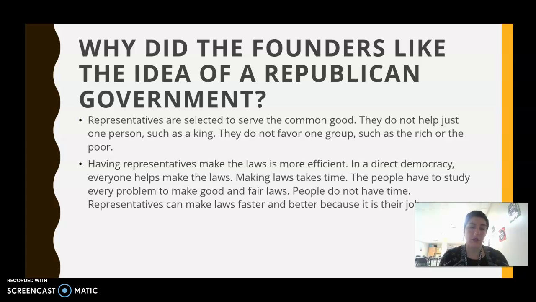Having representatives make the laws is much more efficient. In a direct democracy, everyone helps make the laws. Making laws can take a lot of time. So if you have thousands of people voting on it or debating it, that can take forever. People do not have time to do this. So by having representatives, you're giving people a job where their only job is to create these laws and to debate these laws. And that makes it more efficient.